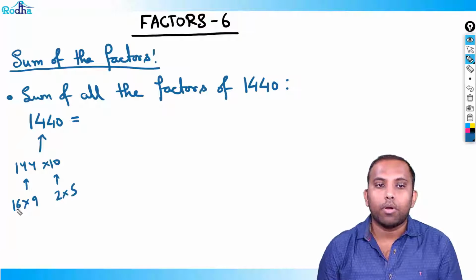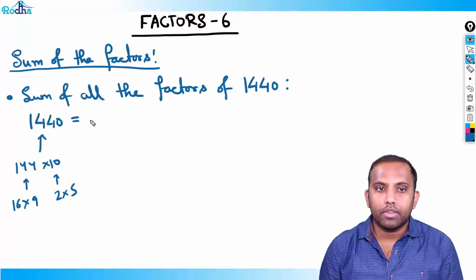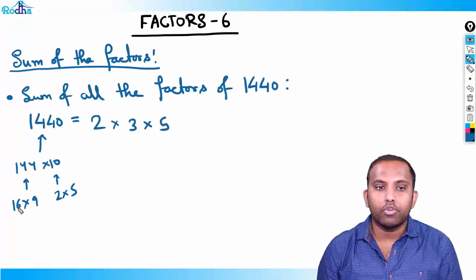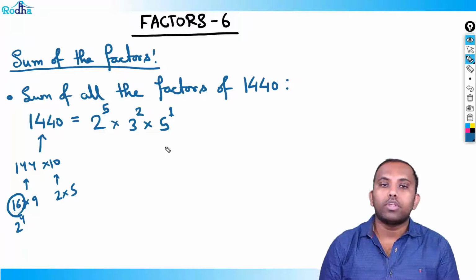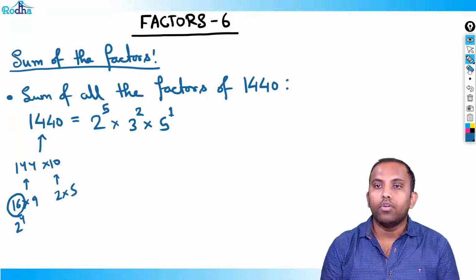There are 3 prime bases, 2, 3 and 5. How many powers of 2 here? 16 is 2 raised to 4, and 10 has 1 power of 2, so 2 raised to 5. 9 is 3 square, and 5 raised to 1. So 1440 is basically 2 raised to 5 into 3 square into 5 raised to 1.